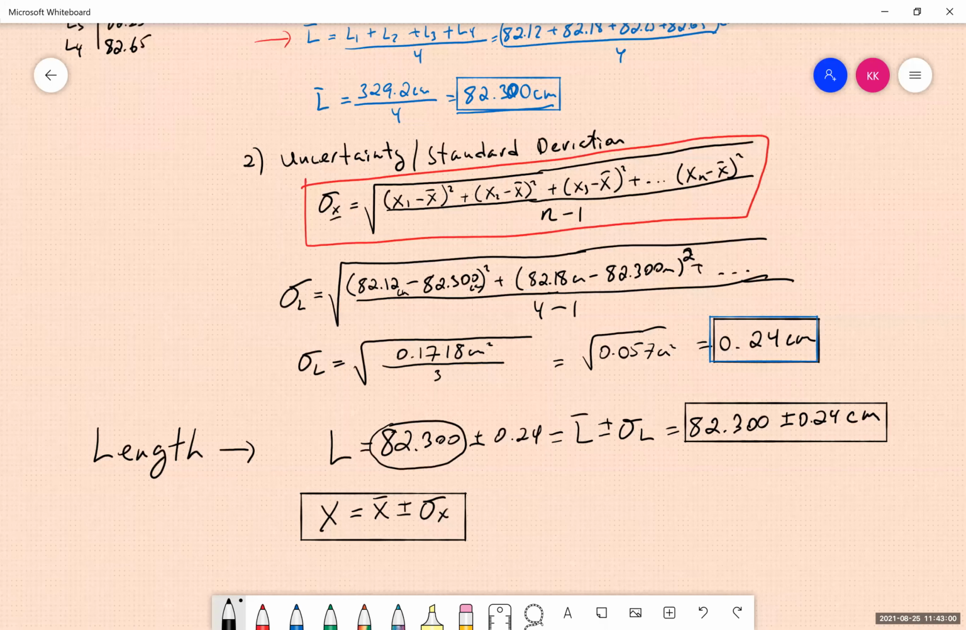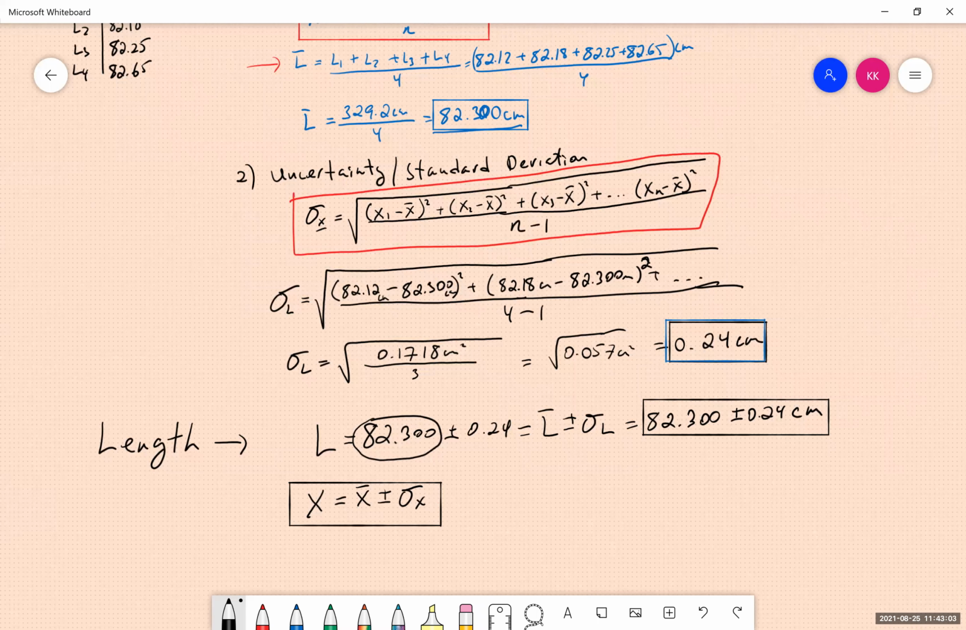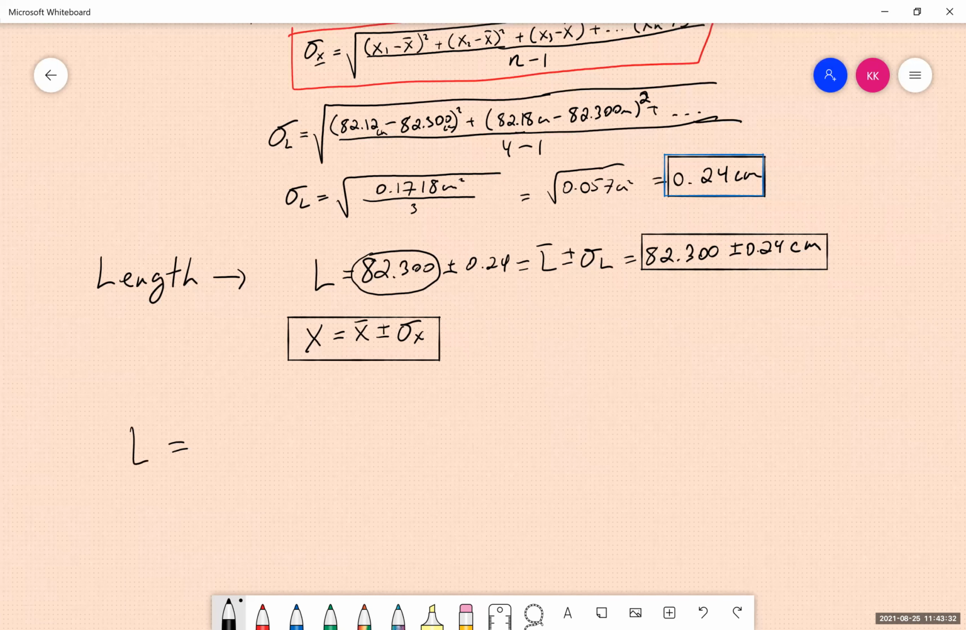Okay. So it's not necessarily that difficult. When you use those equations once or twice, it's going to be relatively straightforward. But the idea here is, for any type of direct experimental measurement, those are the only two things you need to do for the data analysis. Find the average, find the uncertainty, and then you can present your data and say, those are my measurements. So my length is 82.300 centimeters in terms of the best possible value, but plus or minus the uncertainty of 0.24 centimeters.